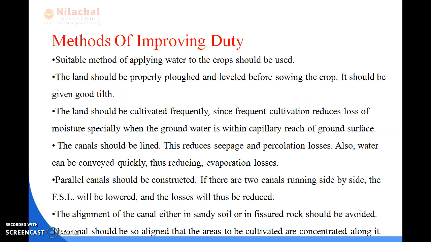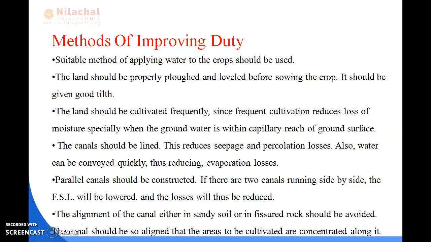So next, what are the methods to improve the duty? First, a suitable method of applying water to the crops should be used. The land should be properly plowed and leveled before sowing the crop. It should be given good tilth. All of us know this is the suitable method for applying water to the crops. And before we sow or plant any crop or seeds, the land should be properly plowed and leveled. It should be given good tilth.